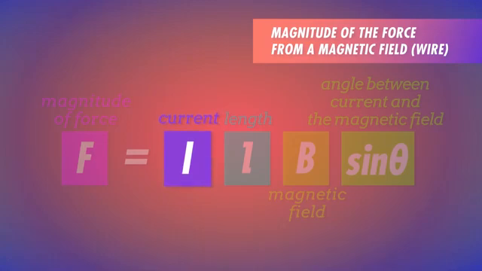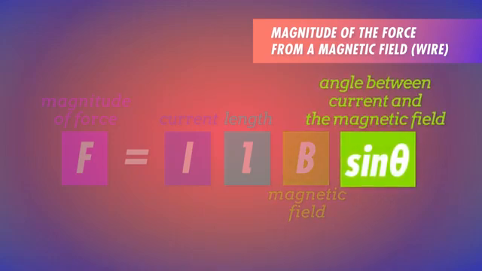That's I. And the stronger it is, the stronger the force is. Second, there's the length of the wire running through the magnetic field. That's L. And the longer the wire is, the stronger the force is. Third, there's the magnetic field B. And the stronger B is, the stronger the force.